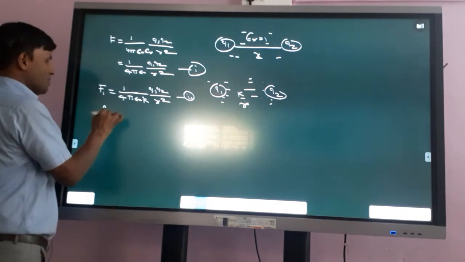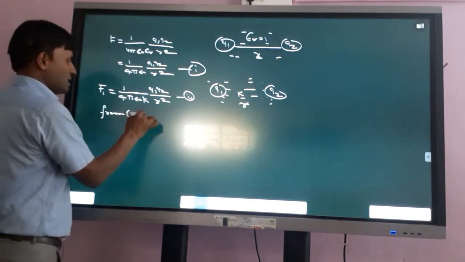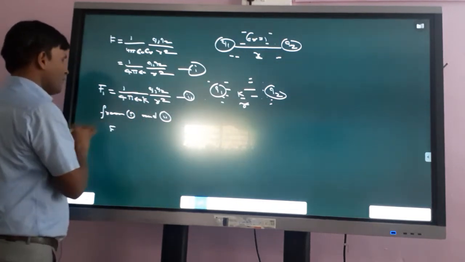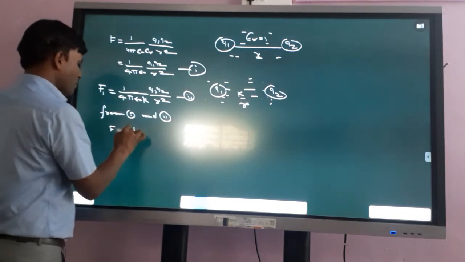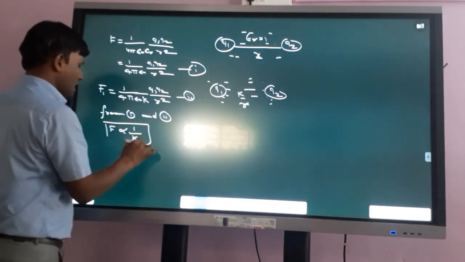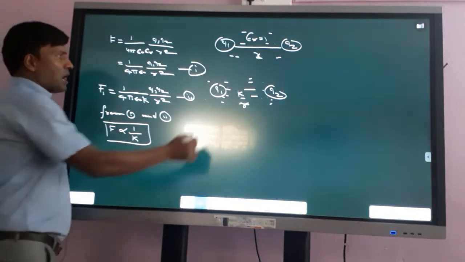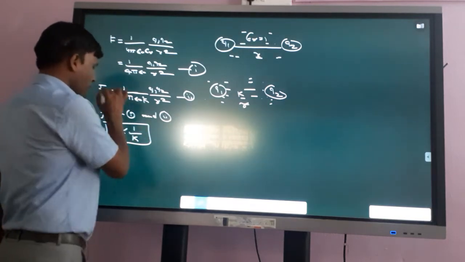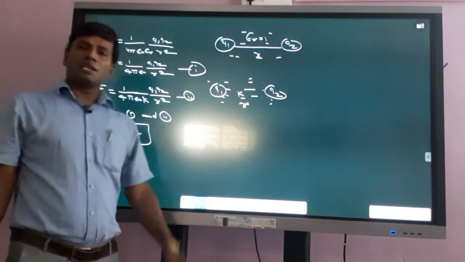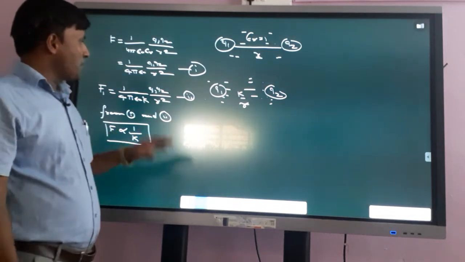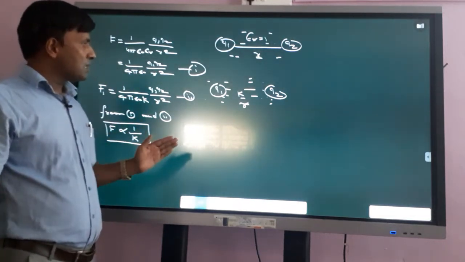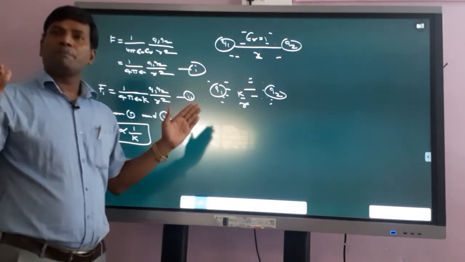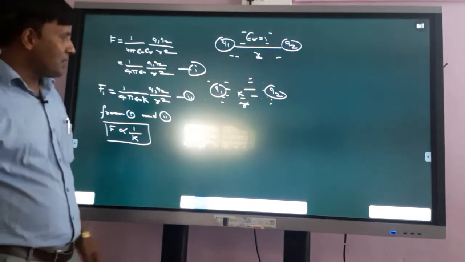So from 1 and 2 we can write F is directly proportional to 1 by K, where K is the dielectric constant. Once r and charges are constant, as K decreases, F increases; as K increases, F decreases. On this basis, we can calculate force between two charged particles when they are placed in multiple dielectric field.